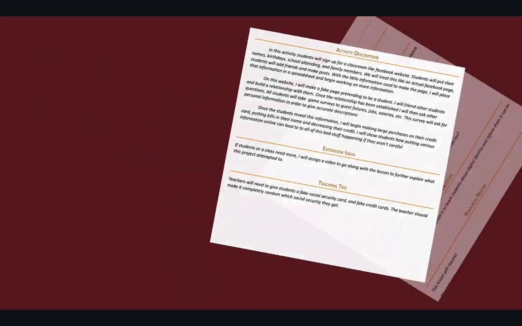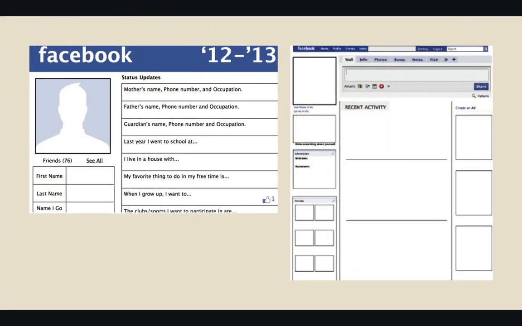So digital identity. Here's a picture of a couple of the fake templates that were used. Our students were required to put their first and last name, the name they go by, what's your mother's name, what's her number, what is her occupation, same thing with your father or your guardian. Last year, where did you go to school? Who do you live with? What are your favorite things to do? Just trying to learn more about them. Students are also required to submit different things on their homepage, such as photos, notes, and recent activities. So I was able to learn more about the students and therefore help with identity theft.